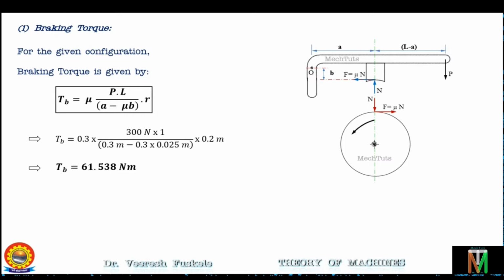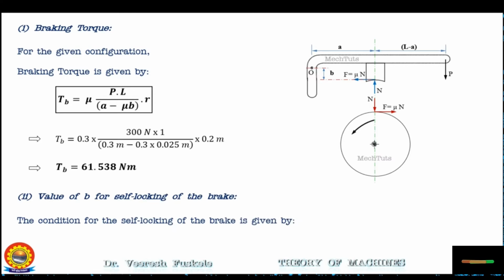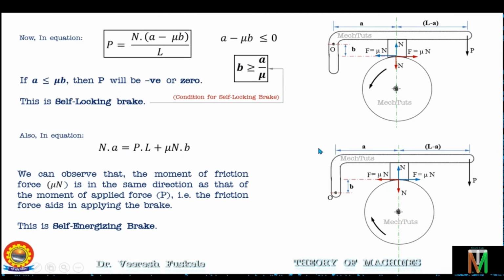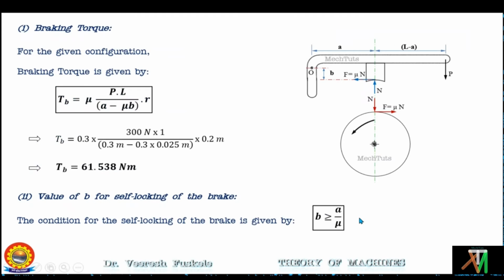Now you have to find the value of B for self-locking brake. So what is the condition of self-locking brake? This we have already discussed earlier, shown here. This was the condition of self-locking brake. B should be greater than A by mu. So let's apply this condition. B is greater than or equal to A by mu. So put the values of A and mu. A is 0.3 and mu is also 0.3. So we get B should be greater than or equal to 1 meter for this brake to be self-locking brake. So this is how you solve these problems.